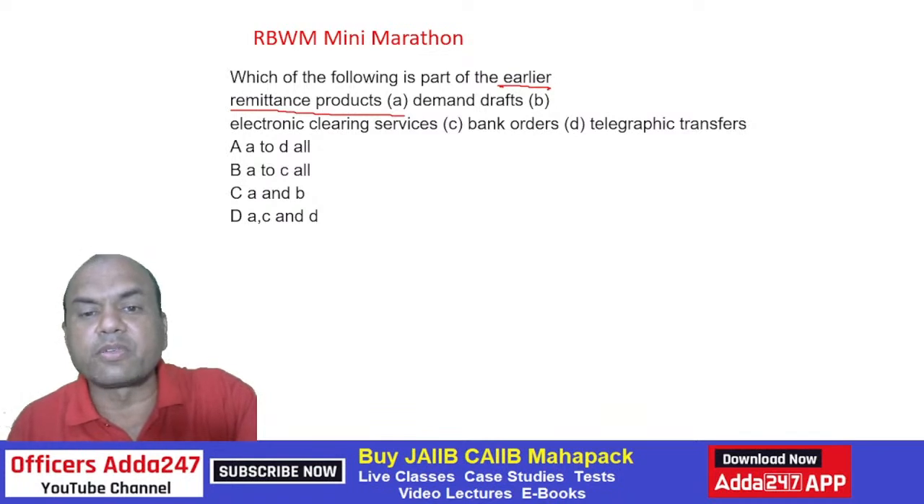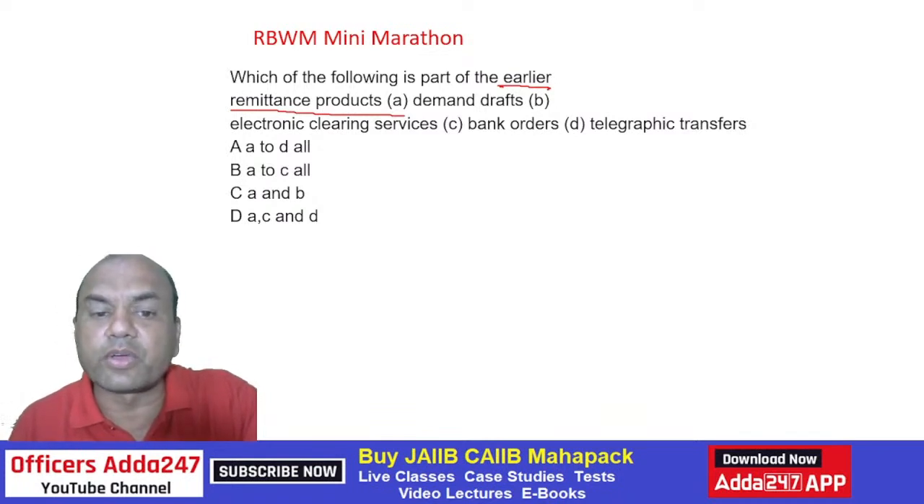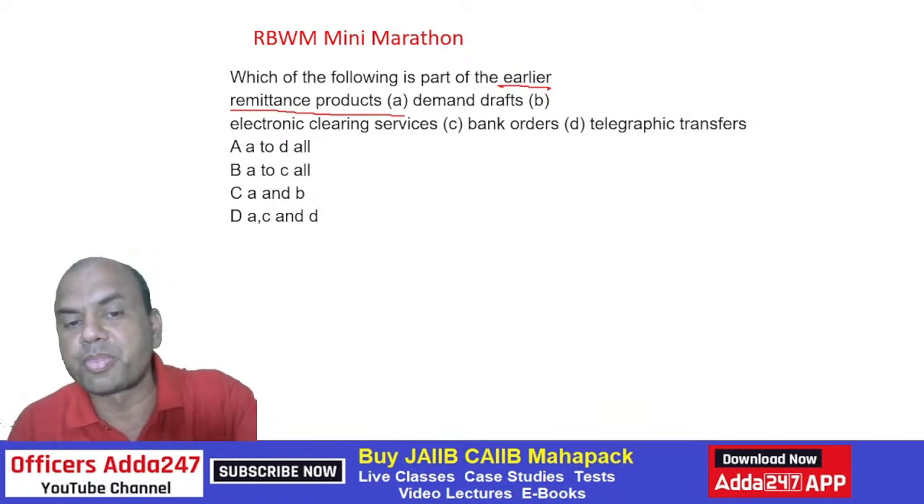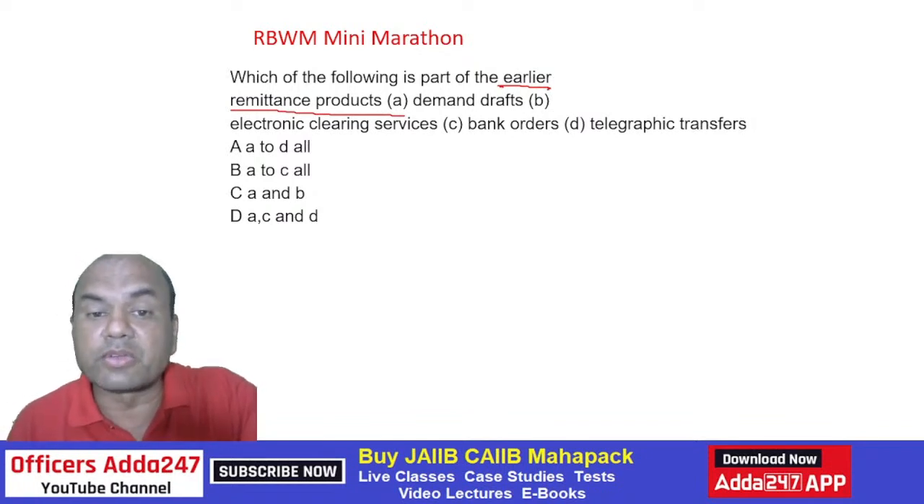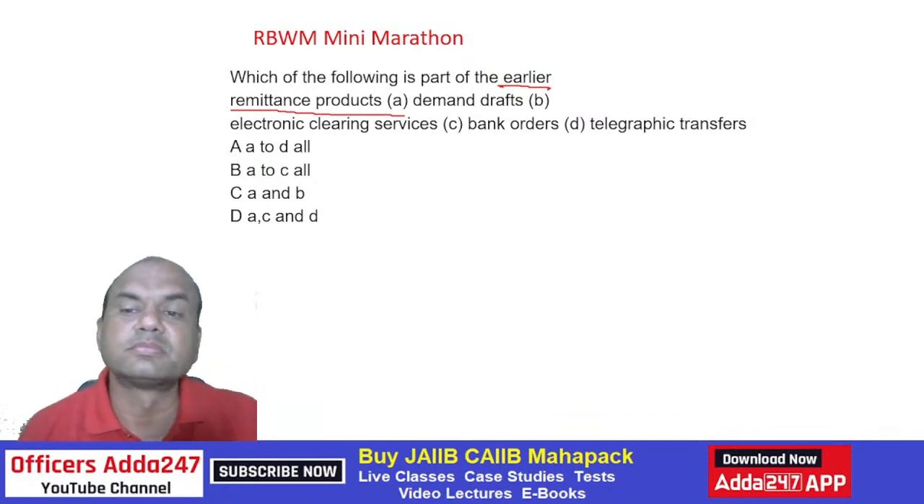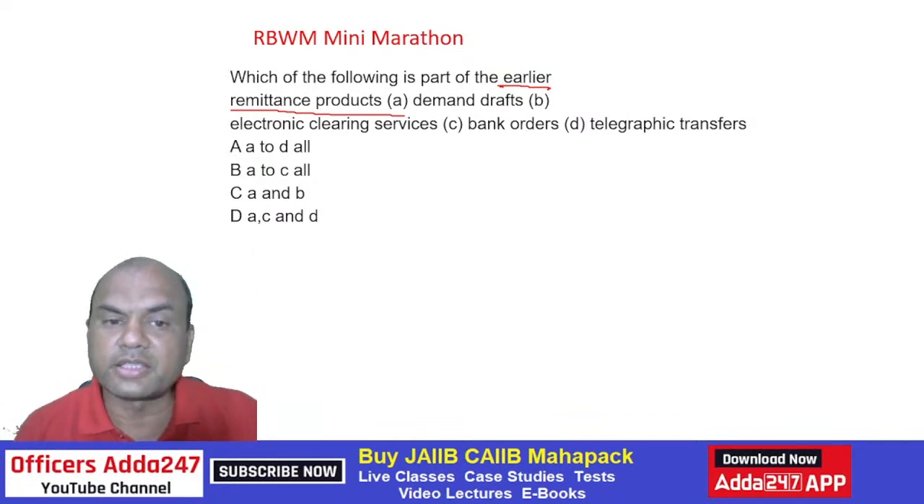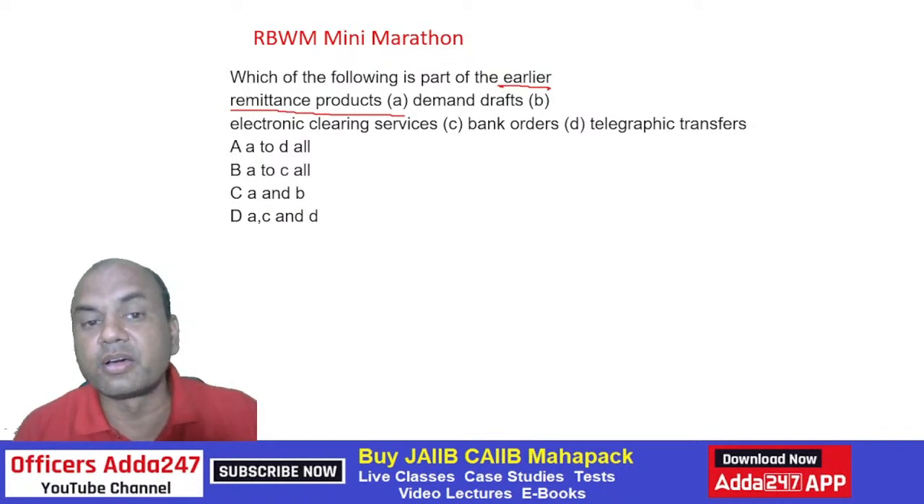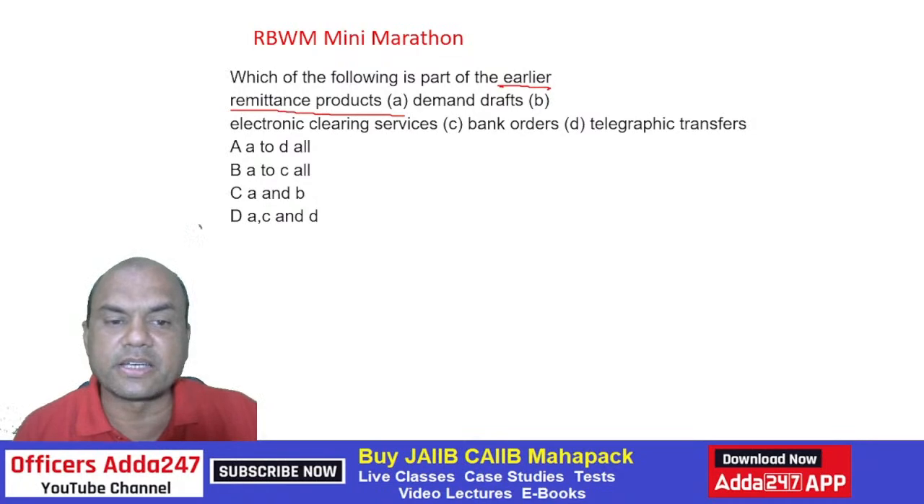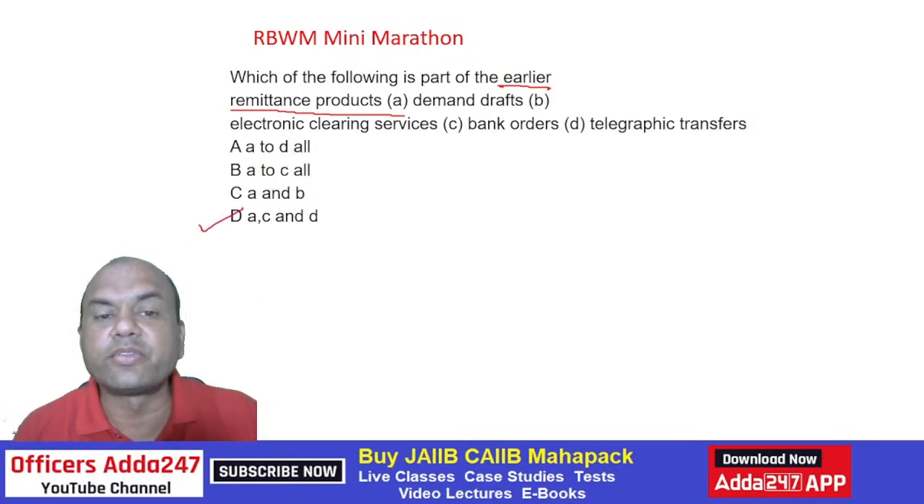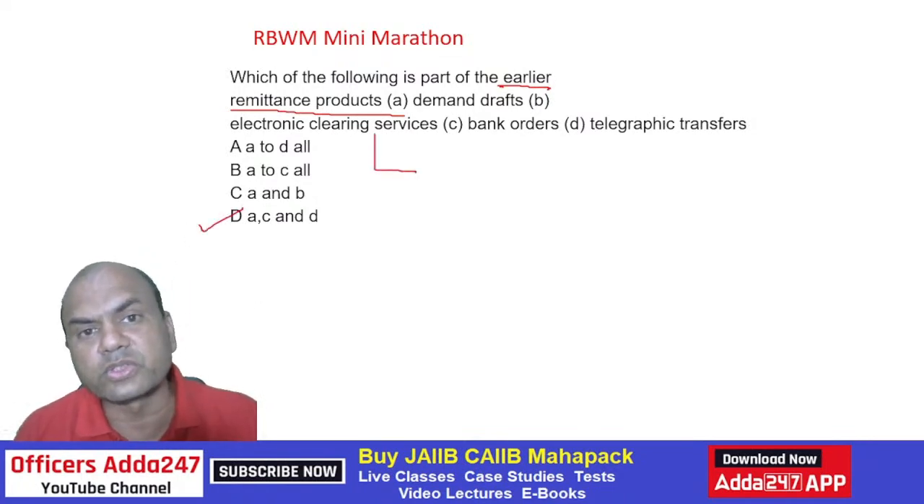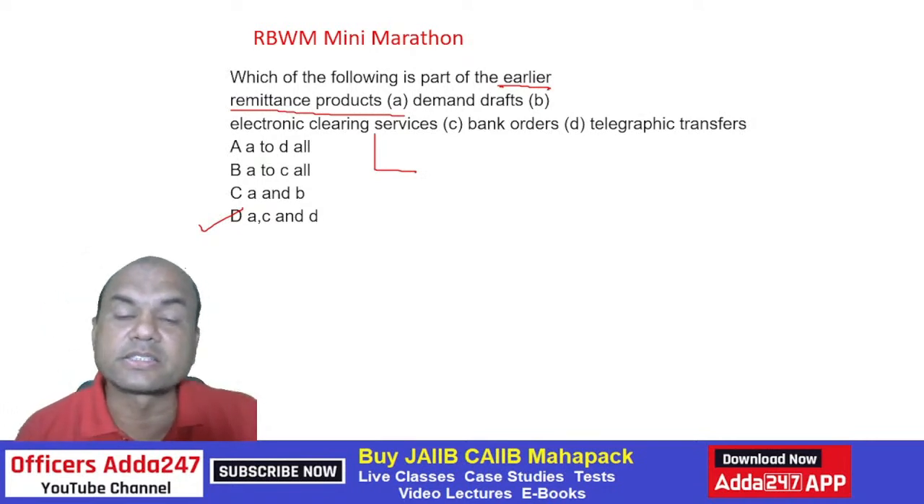For those difficult ones, I always try to take it from you. So which of them are earlier ones? It is A, C and D. Earlier remittance products. See here, ECS, we use it even now. There are two types of ECS: ECS credit and ECS debit.